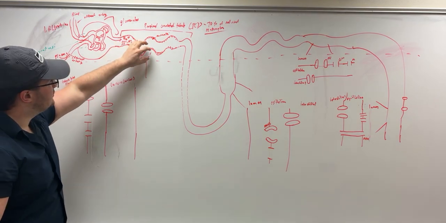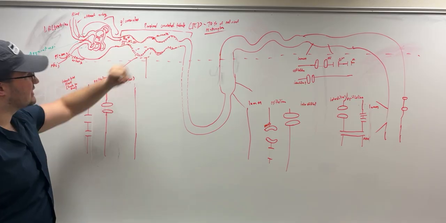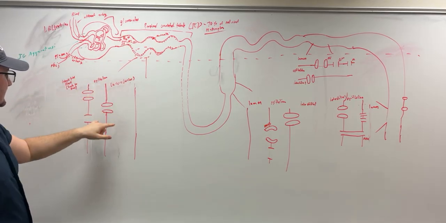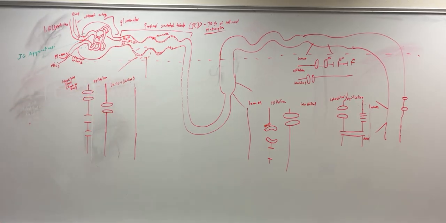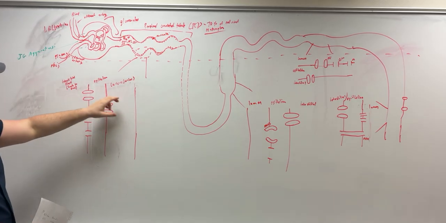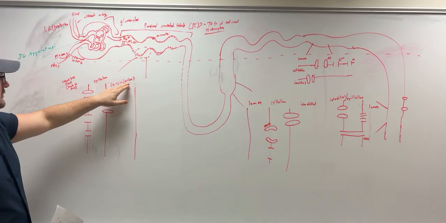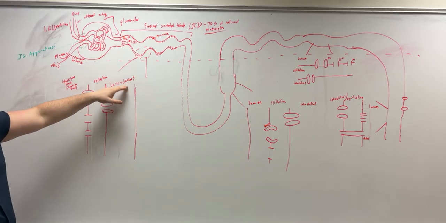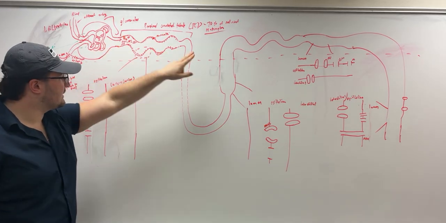So I want to blow up one section of this proximal convoluted tubule so we can see the various channels that we are dealing with. The first thing I want is just to get ourselves oriented. So first we have the lumen. The lumen is where your pre-urine is. So this is where all of this is going.